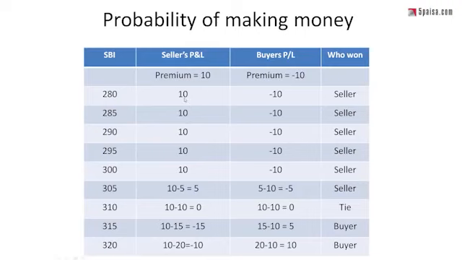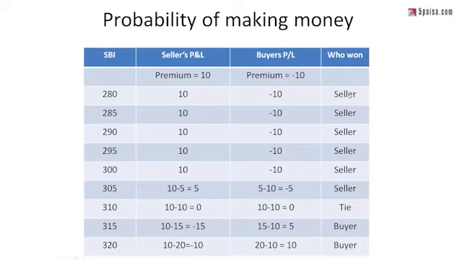At 280, the option is pointless below 300. So at 280, nothing happens, it's just the premium going to the seller. 285, same story. 290, same story. 295, same story. 300, also same story. Even at 305, although the seller loses 5 rupees, the premium of 10 rupees compensates for that, so he is still profit making, right? At 310 is when the break even happens.